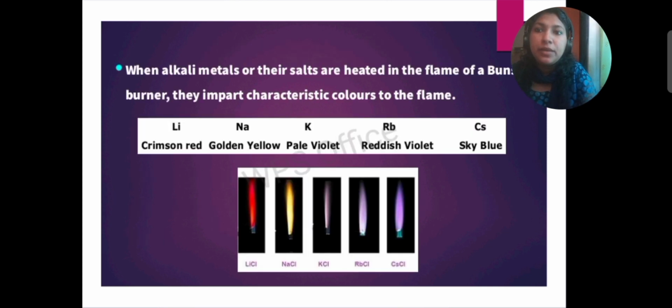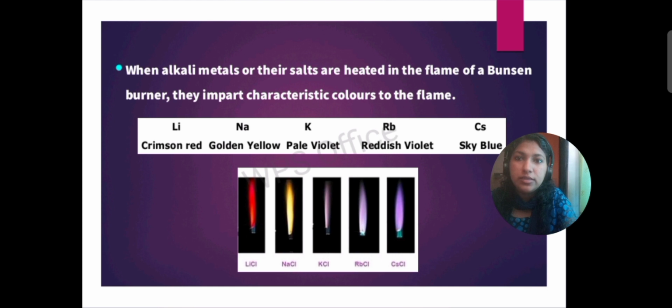When alkali metals or their salts are heated in the flame of a Bunsen burner, they impart a characteristic color to the flame. Lithium shows crimson red, sodium golden yellow, potassium pale violet, rubidium reddish violet and cesium sky blue. These are the colors shown by alkali metals.